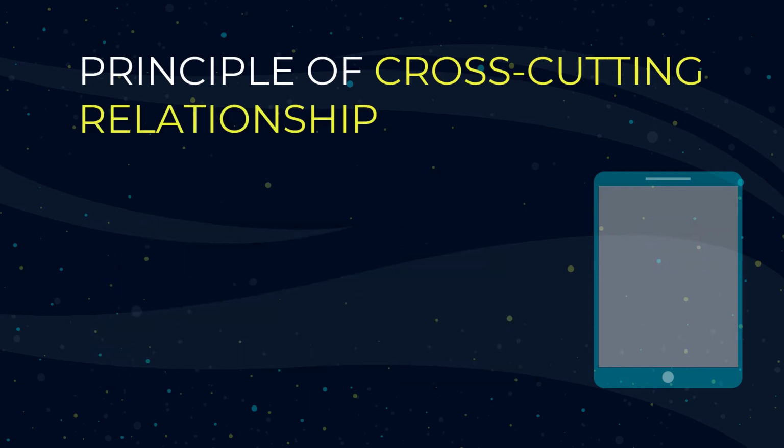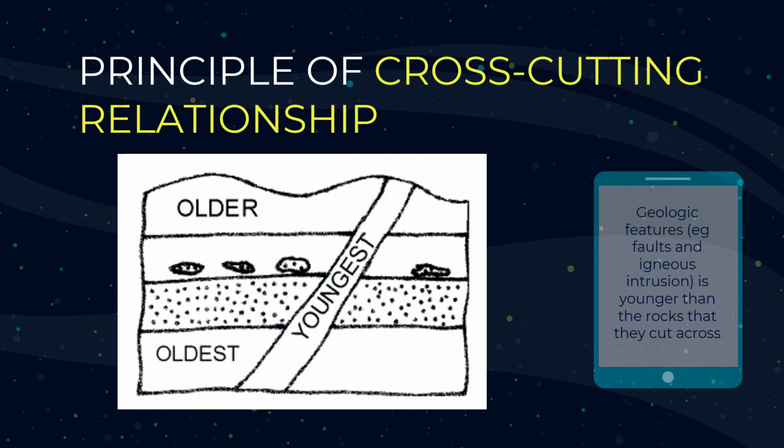Third, we have the principle of cross-cutting relationship. Geologic features such as faults or igneous intrusions are considered younger than the rocks that they cut across, as shown in this picture. So basically, when you see that there is a layer that cuts across all the other layers, we consider this layer as the youngest layer.